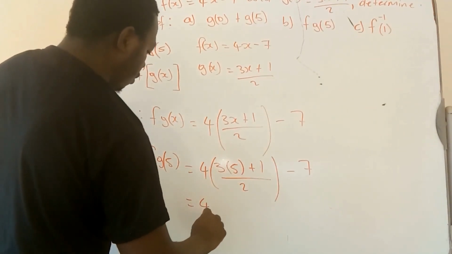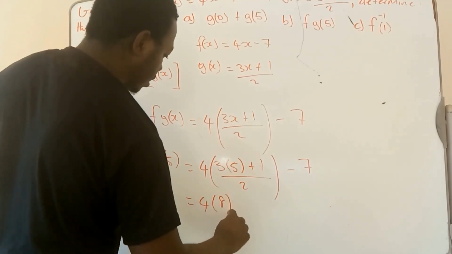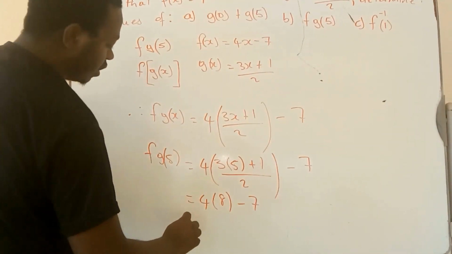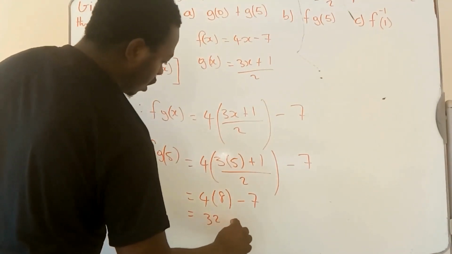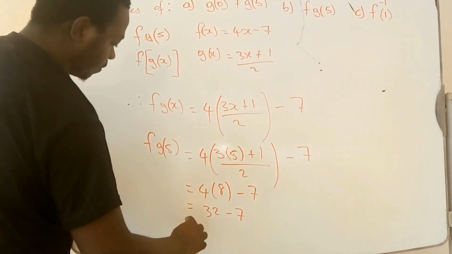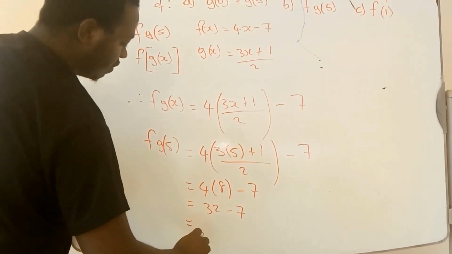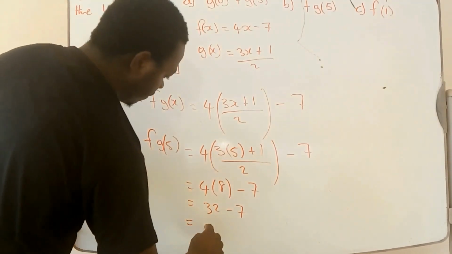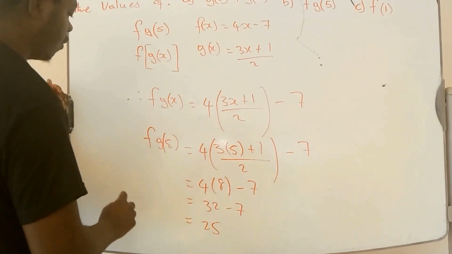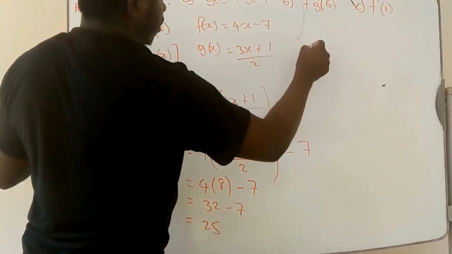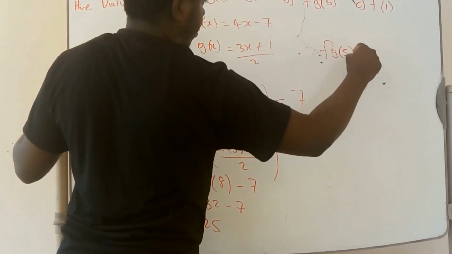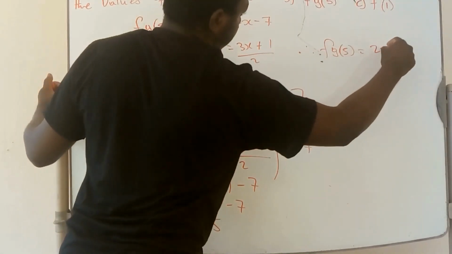So we know that this is 4 times 8 minus 7. Right? 4 times 8, that is just 32. So this is 32 minus 7. Right? What's 32 minus 7? 32 minus 7 is just 25. So therefore, f of g of 5 is equal to 25.